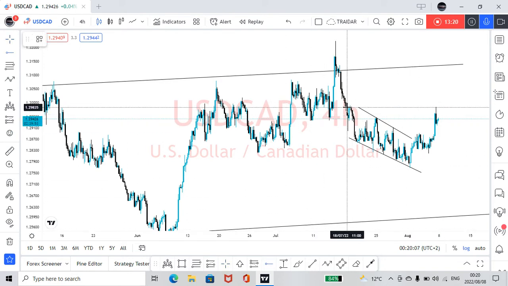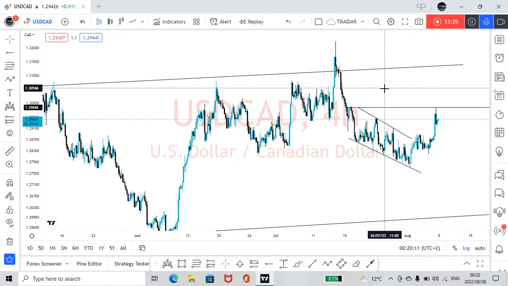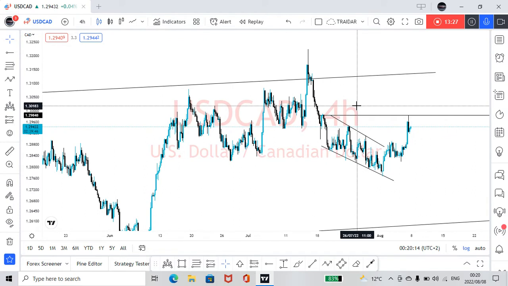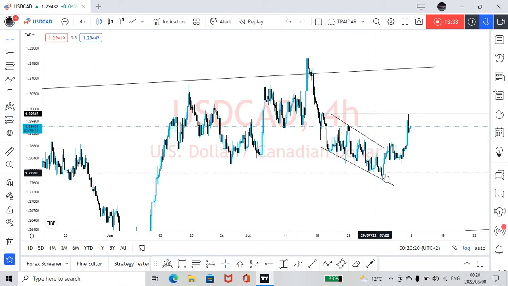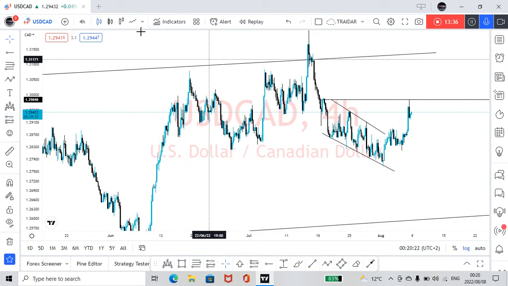I can't not highlight this area here. Exactly right there. So the market did get to that area. So I am pleased to say, wow, my analysis is gold. Sometimes it's gold. It's just gold.